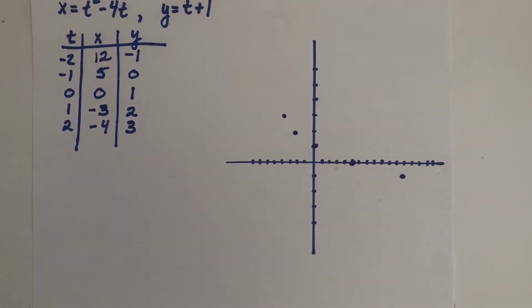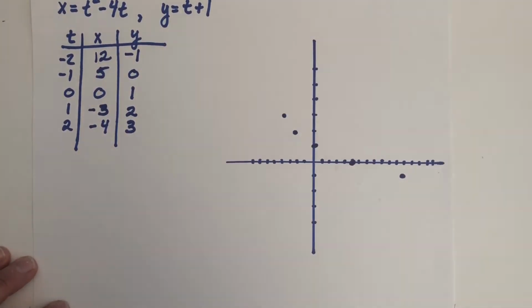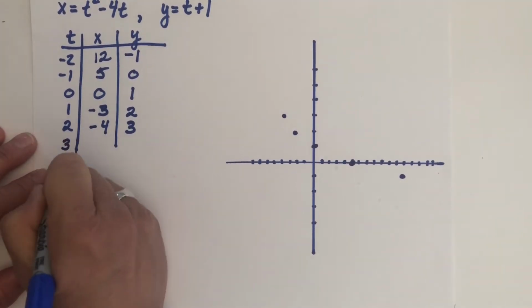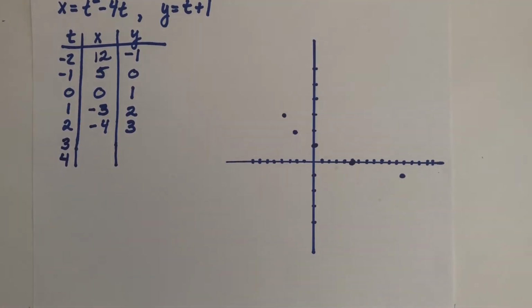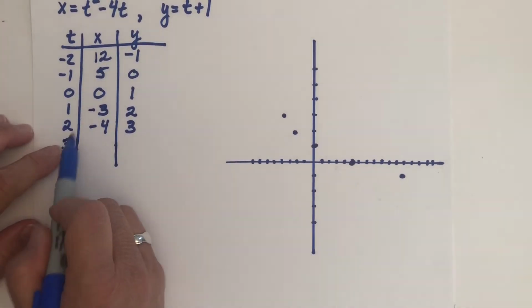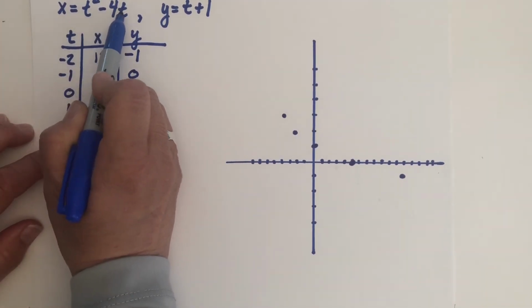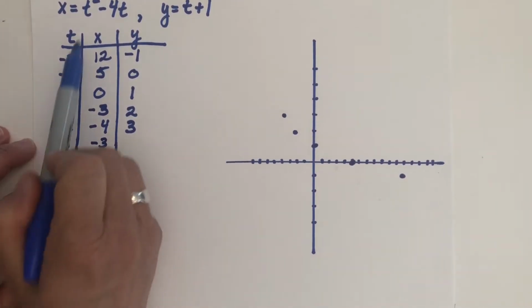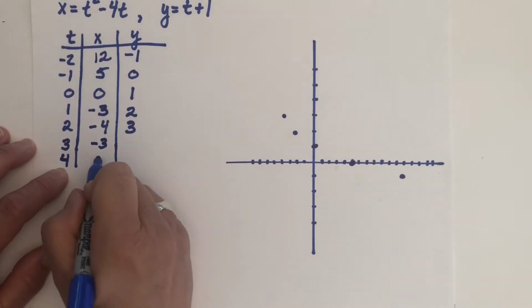Now I'm looking at that and it doesn't feel like enough. I can see it's coming this direction. Is it going to continue up this way? Is it going to curve? Let's put in a couple more points. Let's put in a t-value of 3 and a t-value of 4. And let's see if that helps us figure out what this thing looks like. So we pop 3 in. 3 squared is 9. 9 minus 4 times 3 is -3. And we're substituting in 4. 4 squared is 16. Minus 16 is 0.